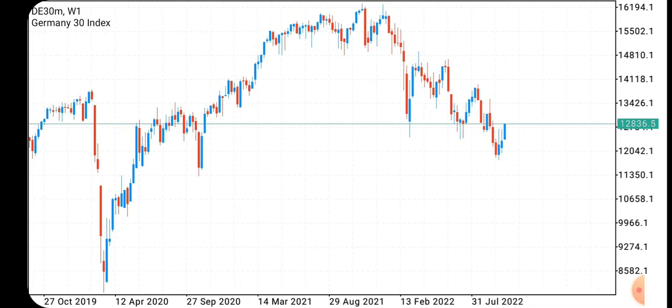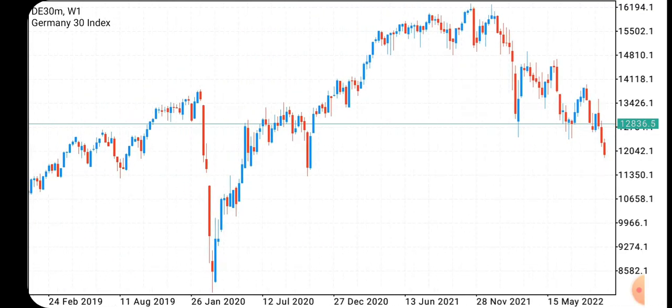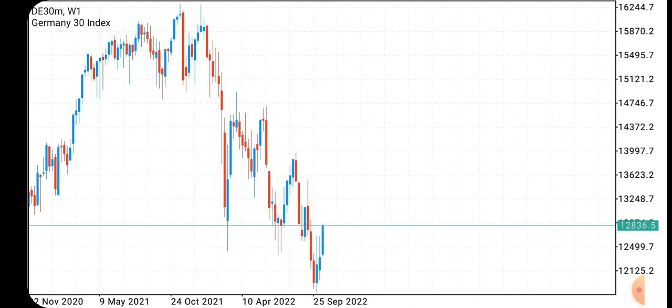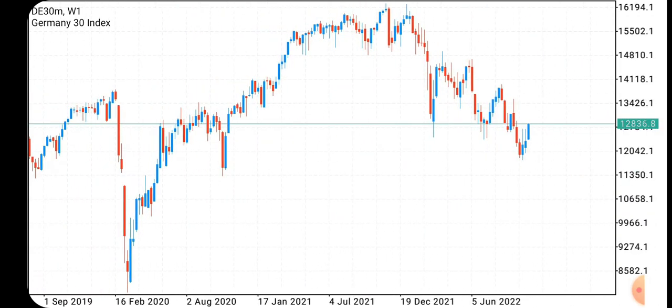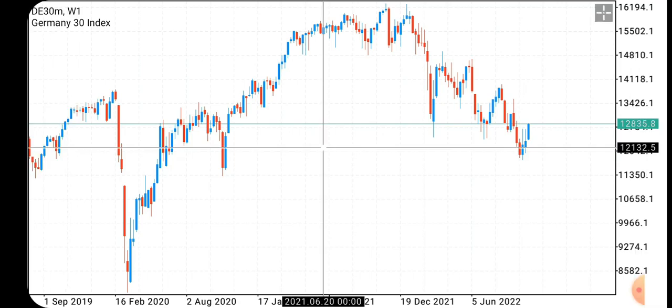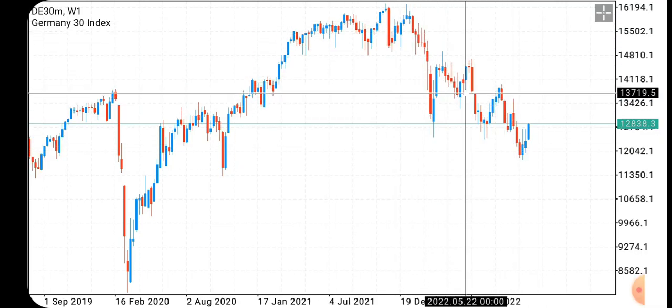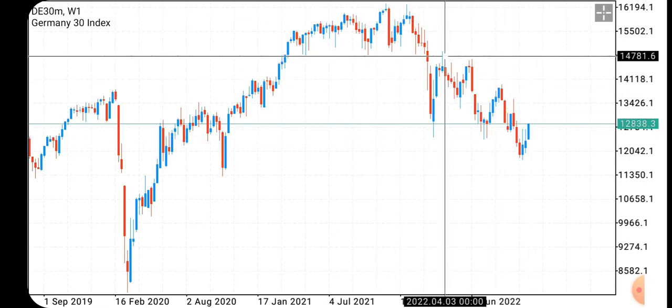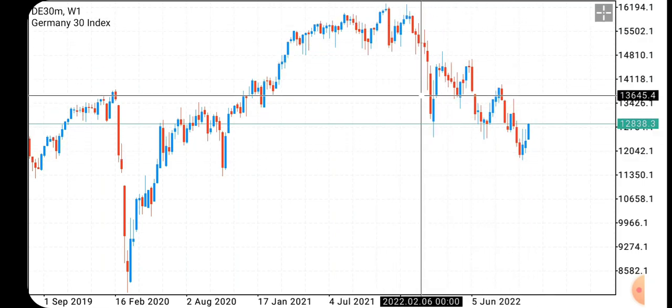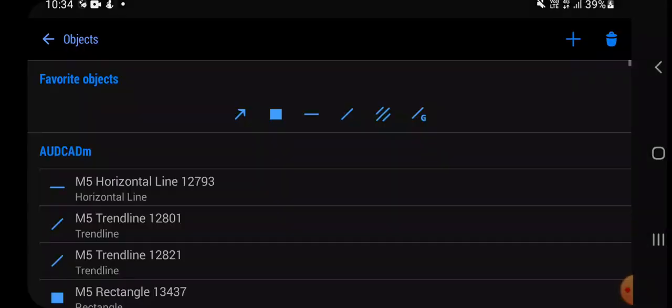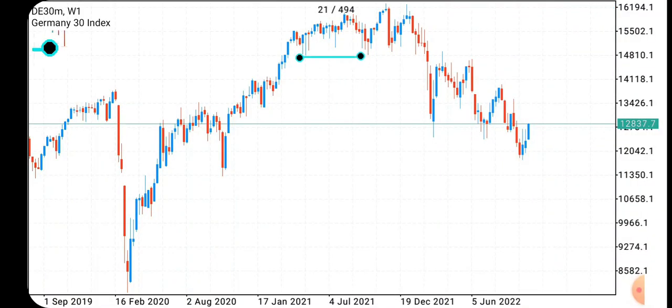So I just quickly want to do an analysis using my cell phone. Right now, as you can see, guys, I'm on my weekly time frame. We can see that on German 30 we are still in an overall bearish market, right? You can see that we are still in an overall bearish market.